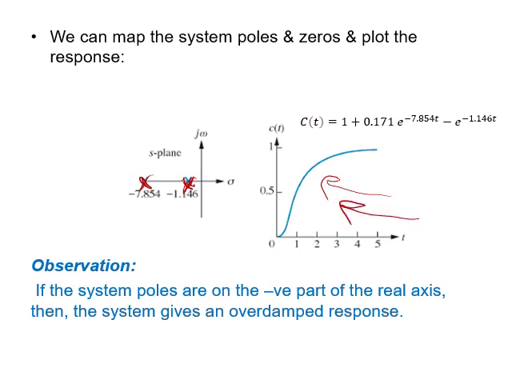And its time response, or the equation, can be evaluated as you see here. So that's the overdamped. Overdamped means the poles are located at the real axis of the S-plane, and the response usually looks like this.